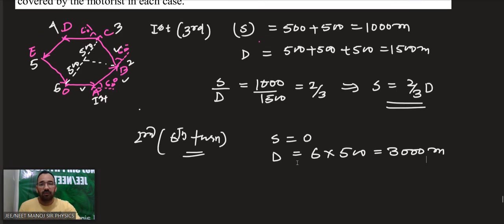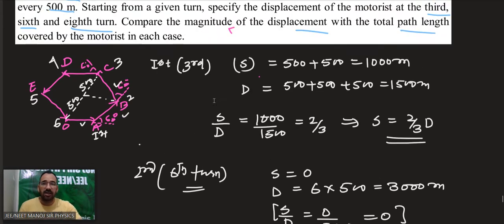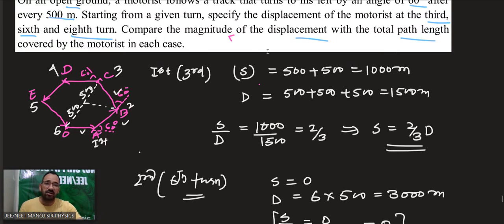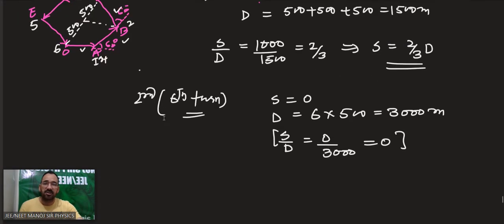Okay. If you compare this, dear children, you can write easily displacement upon distance is 0 upon 3000. That will be 0. I mean to say displacement and distance have no comparison over here. Okay. Third case of the question, you need to find out the distance or displacement in eighth turn, dear children.